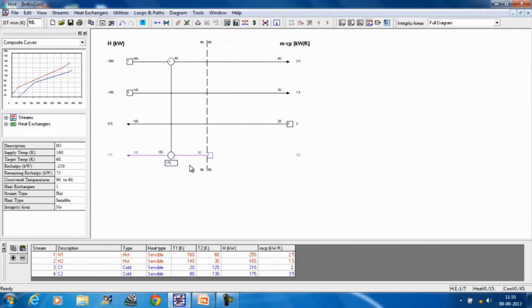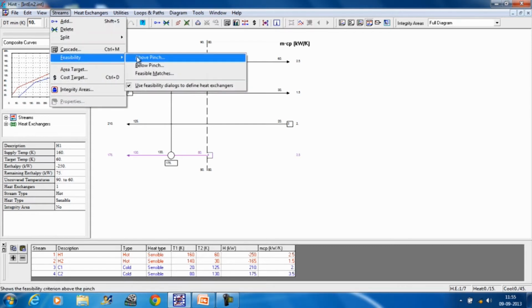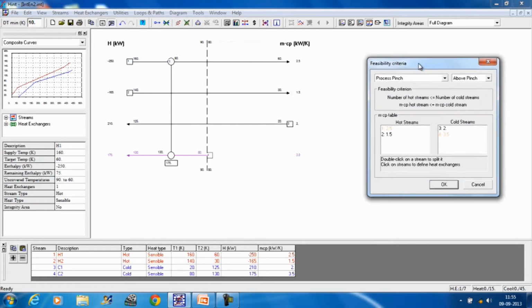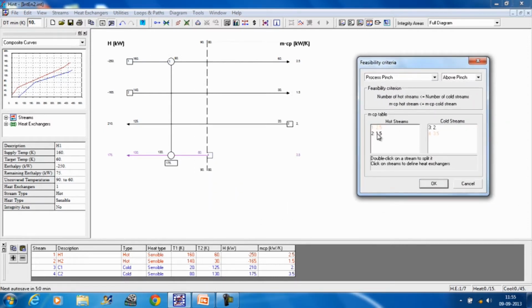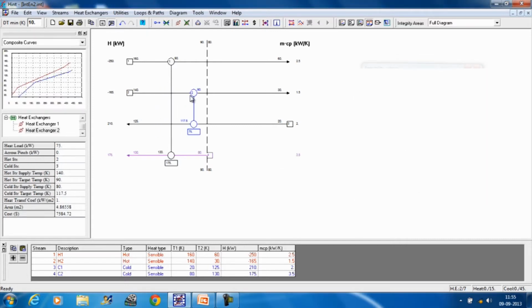Now, I put the second heat exchanger. Again the second heat exchanger is a pinch heat exchanger, so it can be easily put through this. So, this and this. I click this. So, this is the second heat exchanger I have put.